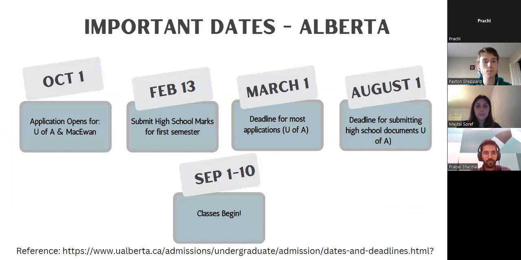And here are some important dates when you're applying to Alberta. On October 1, your application opens for the U of A and MacEwan University. On February 13, you would be submitting your marks for the first semester of high school. And then on March 1, that's the deadline for most applications at the U of A. August 1 is the deadline for submitting all of your high school documents for the U of A. And during the first week of September, your classes would be beginning.